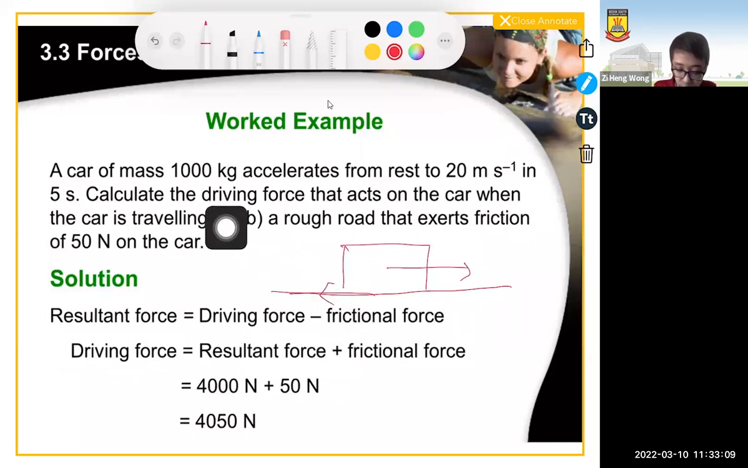I want to find what's the driving force. So if resultant equals driving minus friction, then driving must be resultant plus friction. This one is a bit of maths. So driving is equal to resultant plus friction. Resultant we calculated just now is 4,000. They say that friction is about 50 newtons. So you just take 4,000 plus 50, you get 4,050 newtons.